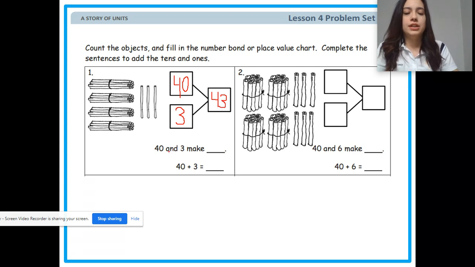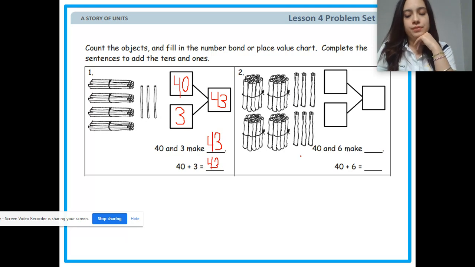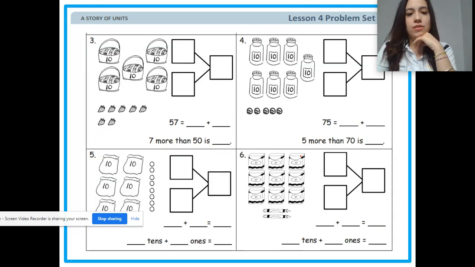And down here, it's the same thing. It says 40 and 3 make 43. And then 40 plus 3 equals, ready? Yes, 43. Easy, right? Awesome. So you will continue with number 2 and do the rest of the problems.